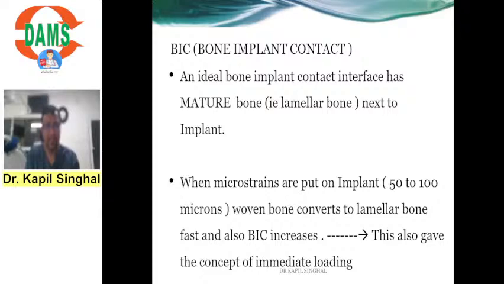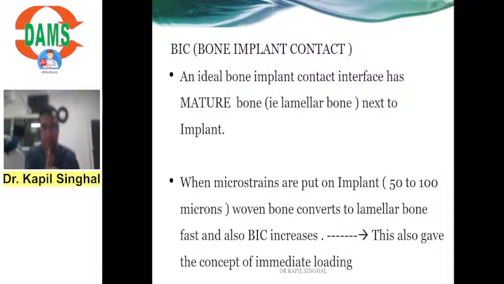Now next is BIC. What is BIC? That is known as bone implant contact. The time you place the implant in the bone, it's not that the complete implant is in contact with the bone. Only a small portion of the implant comes in contact with the bone, and this is known as bone implant contact. The more the bone implant contact, the more the primary stability, the more the stability of your implant.